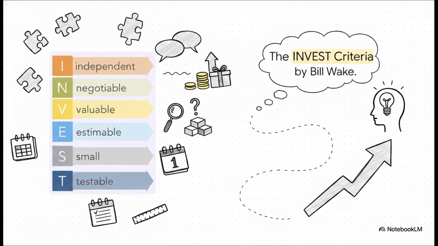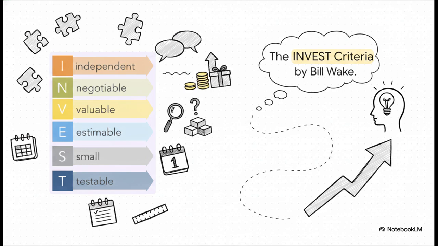I stands for independent, so your story shouldn't be tangled up with weird dependencies. N is for negotiable. Remember, a story is not a rigid contract, it's completely open to discussion. V is for valuable, meaning it actually has to deliver real value to the user. E is estimable, because the team needs to be able to guess how complex the work is.